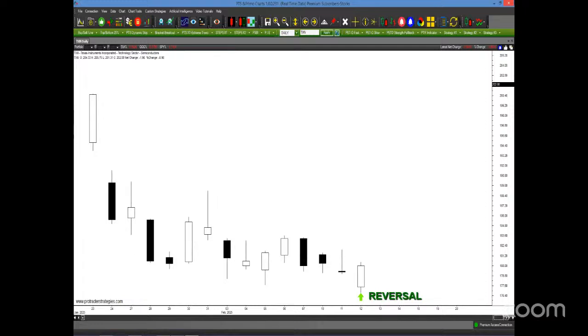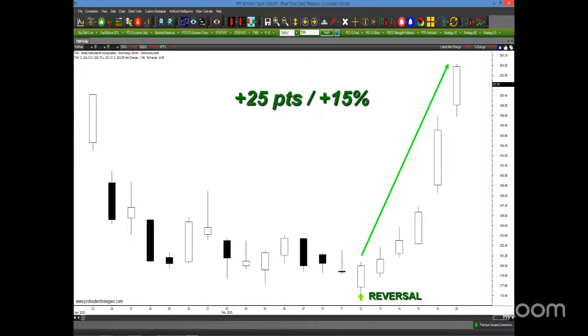Here's an example in TXN. Now, this was just a couple of weeks ago. The stock had been fairly drifting lower and lower. At this very bar right here, the PTR identified that most likely, with a high probability, the trend was about to change, and this time to the upside.